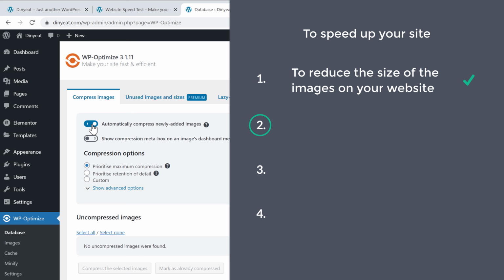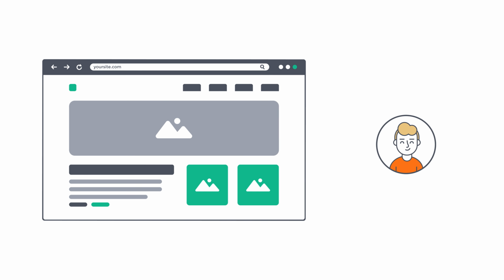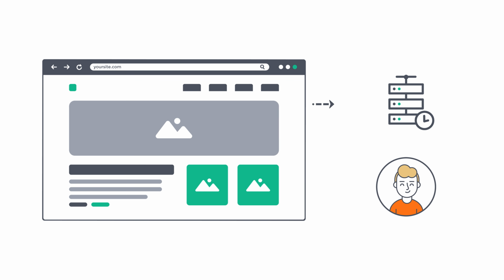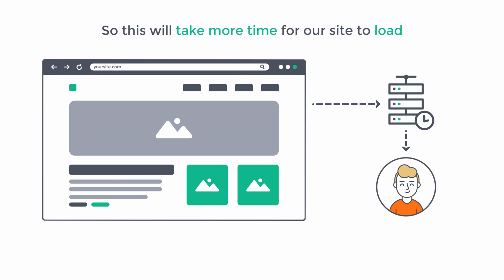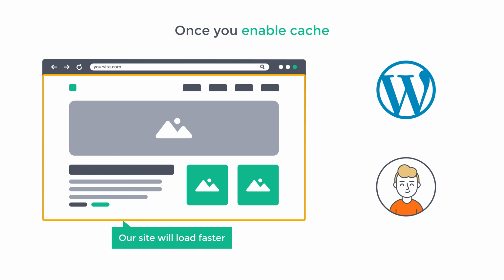Next, let's go to the second way to speed up your website, which is to enable page cache on our site. First, let's see how the cache works. Now when someone visits your site, it takes time for the hosting provider to bring that data from your site to your visitor. So this will take more time for our site to load. Once you enable cache, a copy of our website data will be saved in WordPress, and when a customer visits your site, the copy of the data will be sent to your visitor and our site will load faster.